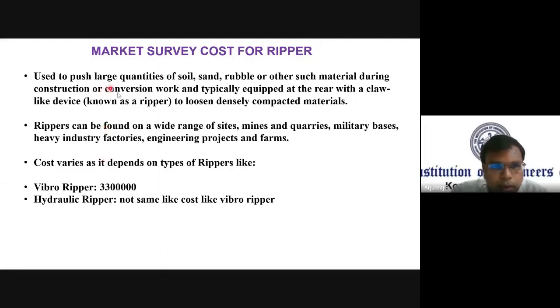And this market survey cost for rippers is based on quantities of soil, sand, rubble, and other material which is used during construction or for other work. Accordingly, the cost will also vary. And these rippers can be found on a wide range of sites, mines, quarries, and engineering projects, basically what you have for a PWD. And again, there are two types, and you need to select the best one.